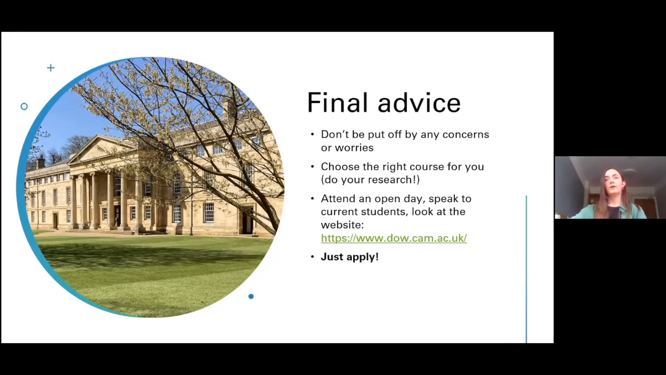And if possible, attend an open day, even if it's virtual this year. Speak to current students, ask questions in the chat now that I can answer, and take a look at Downing's website to see if you think that the college will be a good fit for you. So yeah, but just apply, and I hope this has been a good introduction to college life and student life at Cambridge.